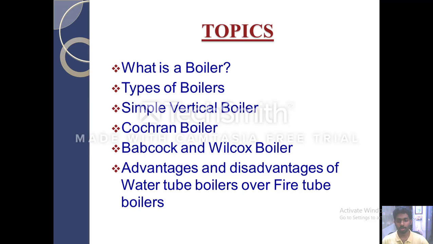That is, what is a boiler, types of boilers, simple vertical boiler, Cochrane boiler, Babcock and Wilcox boiler, advantages and disadvantages of water tube boilers over fire tube boilers.